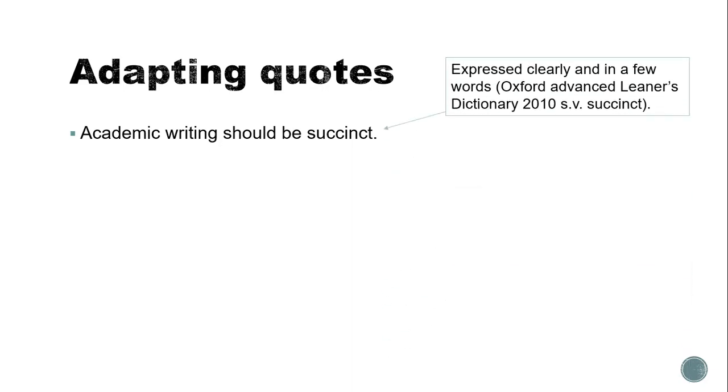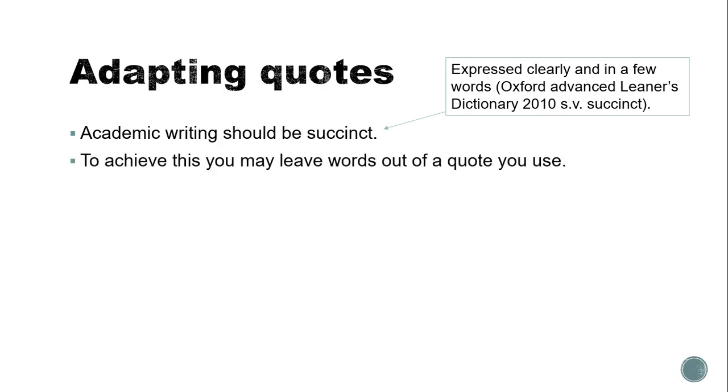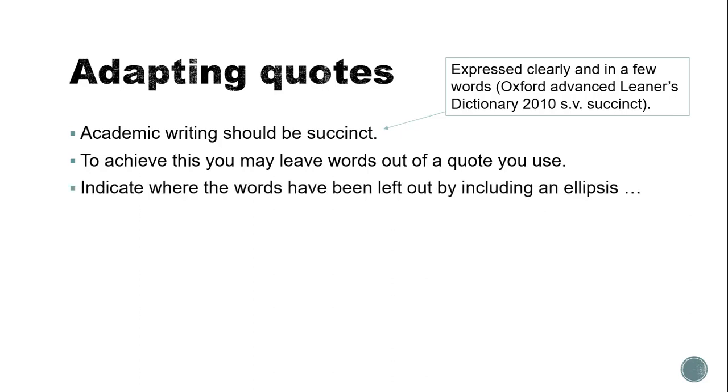While you may not change the words of the source, you're permitted to leave some of the words out. In academic writing, we aim for a style of writing that is succinct. This means we use as few words as possible to express an idea. If you find a useful quote, but you feel that not all of the words are useful, you can leave words out. You do, however, need to indicate that you've left words out, and you do this by including 3 full stops next to each other. This is known as an ellipsis.